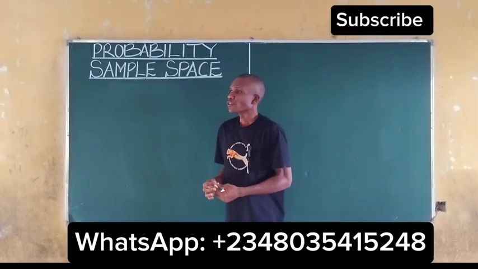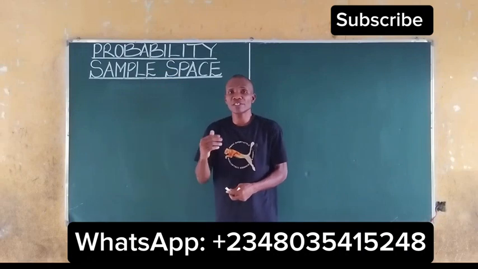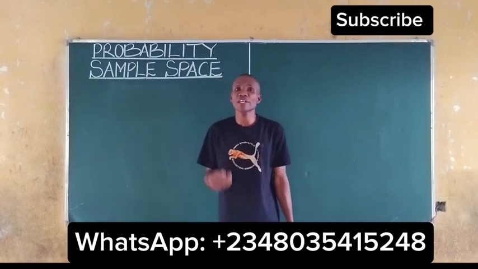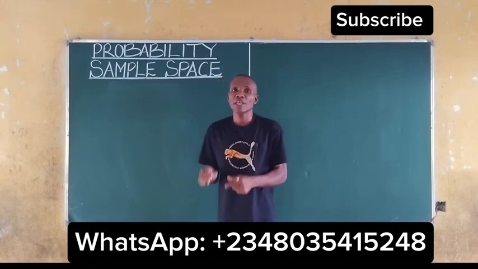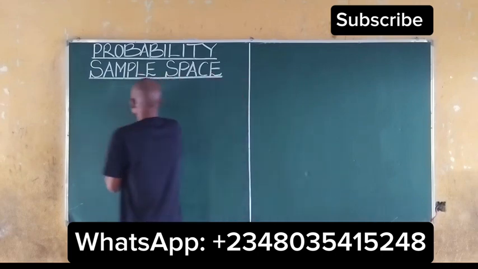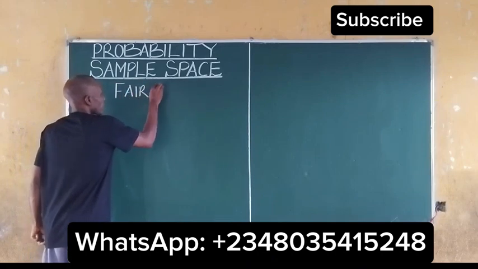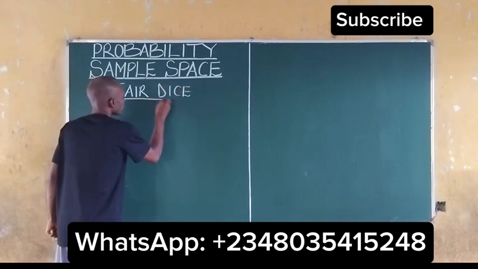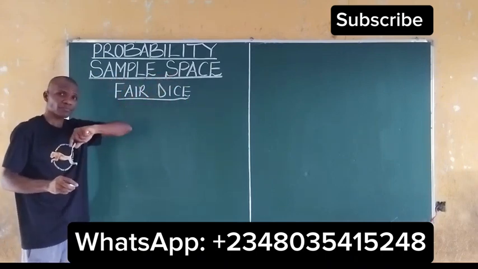In this video, we shall be talking about the sample space in probability theory. We define the sample space to be the collection of all possible outcomes of an experiment in probability. So in this case, we'll be using the fair dice to explain the concept of the sample space.